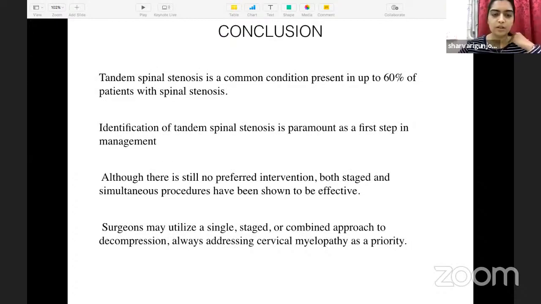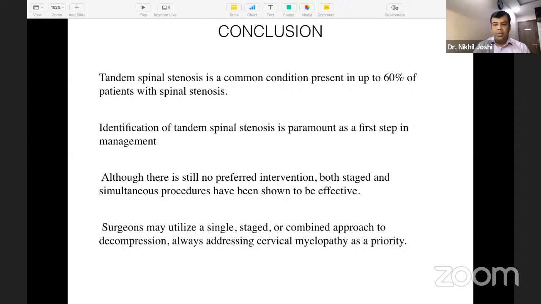So in conclusion, tandem spinal stenosis is a common condition present in up to 60% of the patients. Identification of tandem spinal stenosis is of paramount importance in management of such cases. Although there is no special intervention, both staged and simultaneous procedures are effective. However, surgeons must address the more proximal stenosis as a priority.